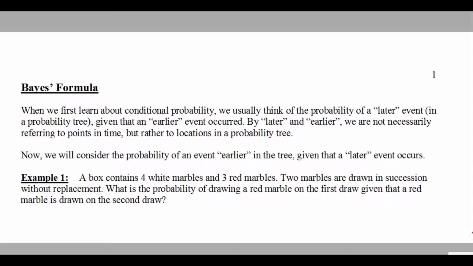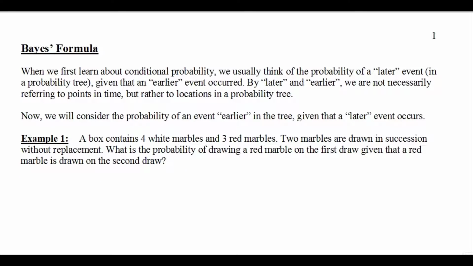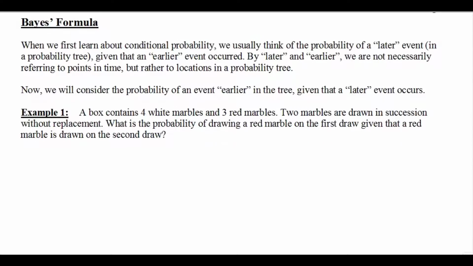When we first heard of conditional probability, we generally thought of the probability of a later event given that an earlier event occurred. Now we're going to talk about the probability of an early event given that a later event occurs. And by early and late, we don't mean time points, but rather locations in a probability tree. Let's see how this works by doing an example.